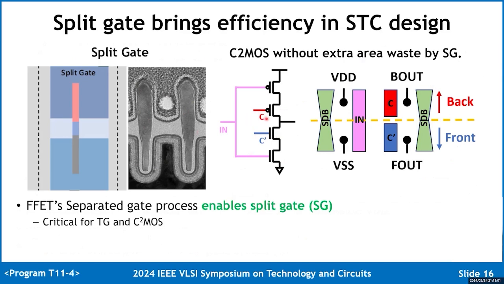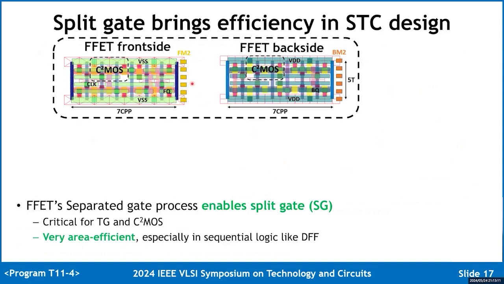clock signal. If the split gate is not accessible, some transistors must be cut. This leads to extra area waste. The split gate is very area efficient, especially in sequential logic design, like the D flip-flop. This picture shows the D flip-flop of the FFET cell design with 7 CPP and 5 tracks cell height.